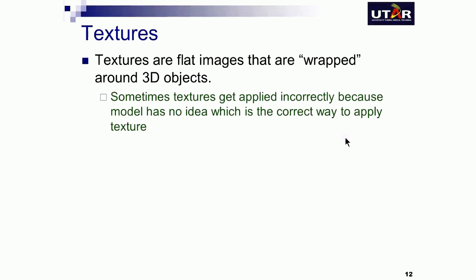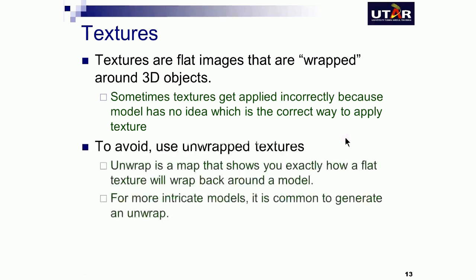Now, textures are basically flat images that are wrapped around a three-dimensional object. Sometimes textures get applied incorrectly because the model has no idea what is the correct way to apply the texture. Later on, we're going to see a demo of how we apply texture. But keep in mind that because textures are not necessarily always fixed properly, when you apply them into a material and then apply them to the object, the texture may look very funny. It may look a bit warped and out of shape. So in that case, we have to use something called an unwrapped texture.